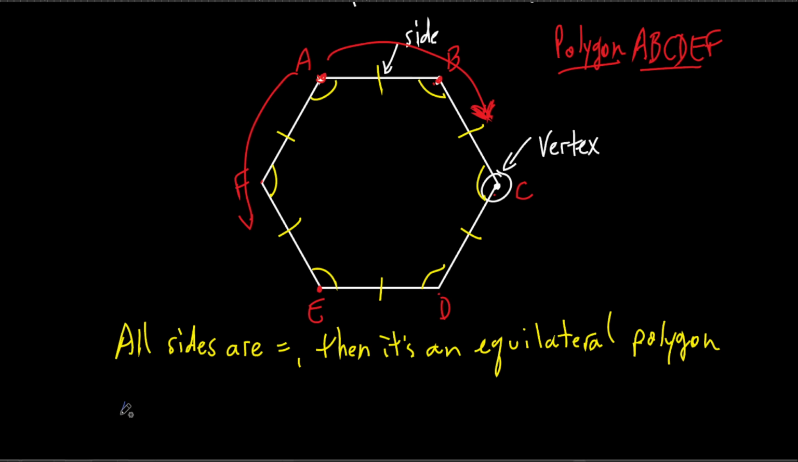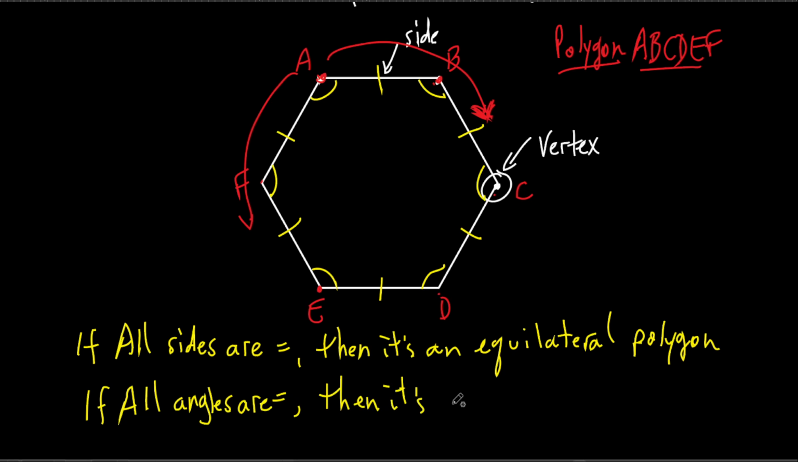This is an if-then statement. If all the angles are equal, then it's what, do you think? Right, we still use the E-Q-U-I, angular, very good. It's called an equiangular polygon.